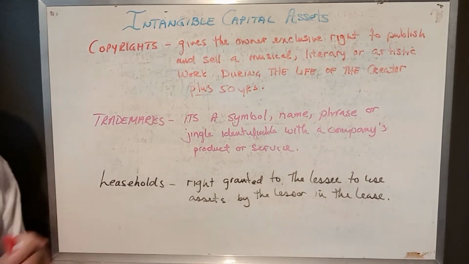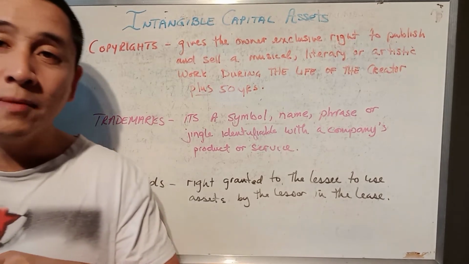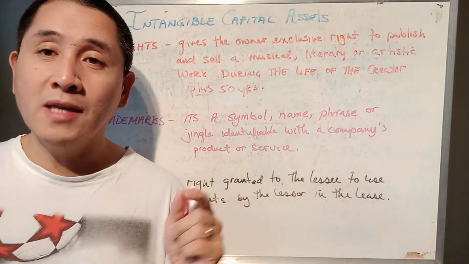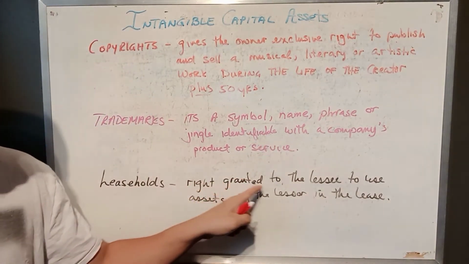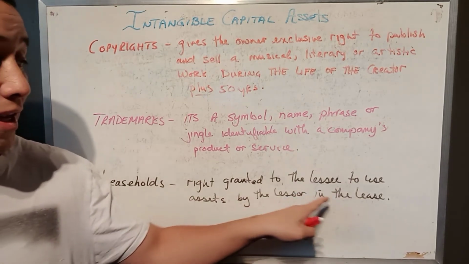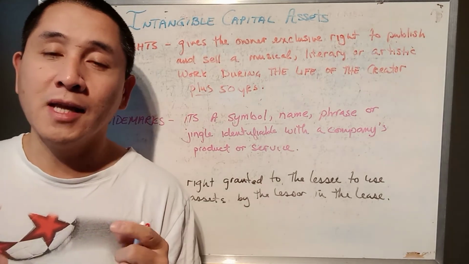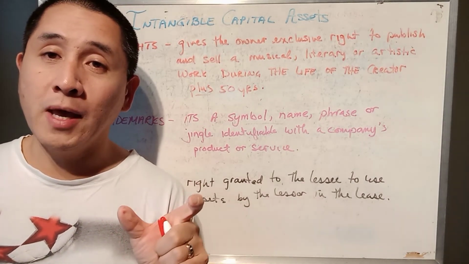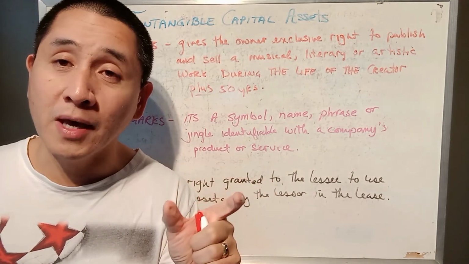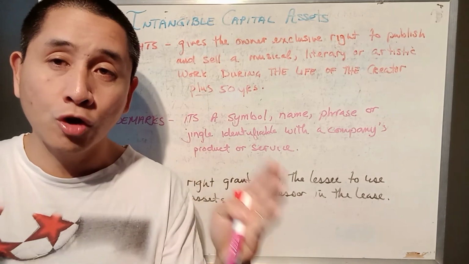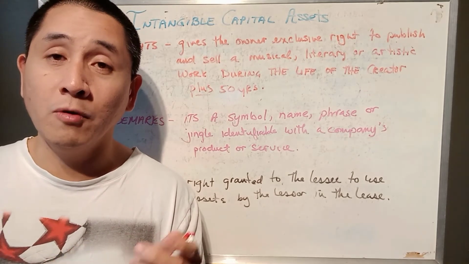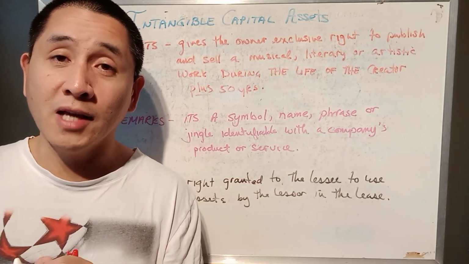So next are leaseholds. A lease is a contractual agreement between a lessee and a lessor. It is the right granted to the lessee to use assets provided by the lessor. The lease states a particular amount that will be paid in a particular period, sometimes on a monthly basis. It will tell what the lease term is, what the duration of the lease will be, and when the asset will be available for use by the lessee.